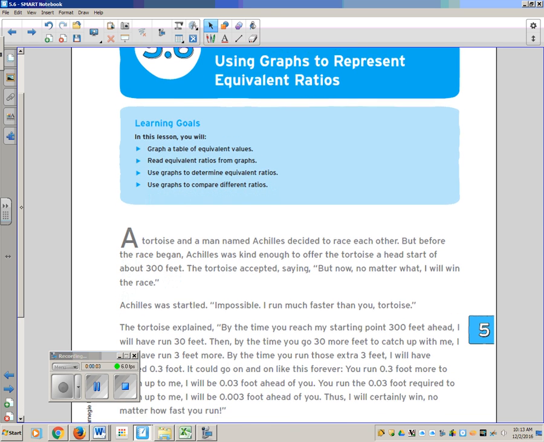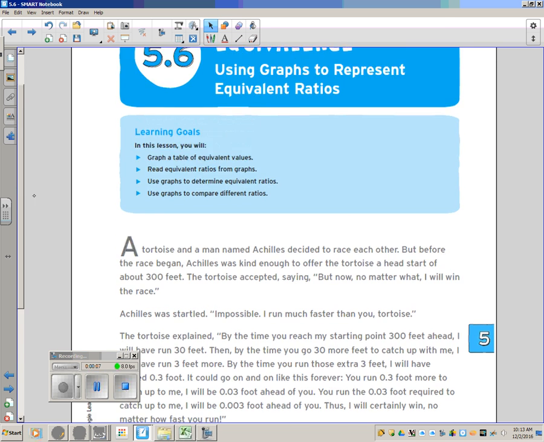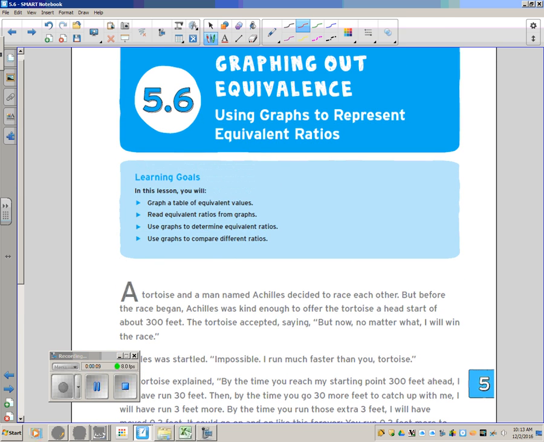Chapter 5, Section 6. In this section, we are going to start graphing from our tables. It starts on page 353 in your books.